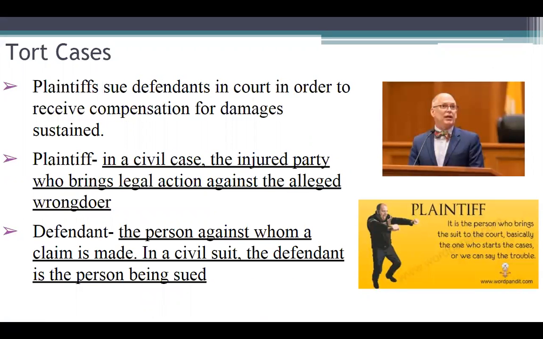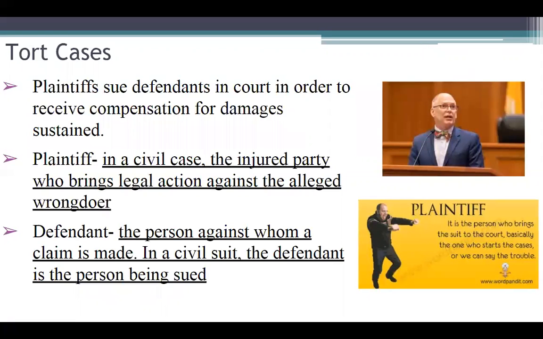Tort cases are between what we call a plaintiff and a defendant. So pretty much everything you watch on Judge Judy, Judge Joe Brown, Caso Cerrado, whatever cases you see on TV, if it's a TV judge, 9 times out of 10, it is a tort case, right? The plaintiff is the person suing the defendant in court. Basically, the plaintiff is the injured party. They're the person who had something done to them, and the defendant is the alleged wrongdoer, right? This is the person who supposedly did something to hurt the plaintiff, right?